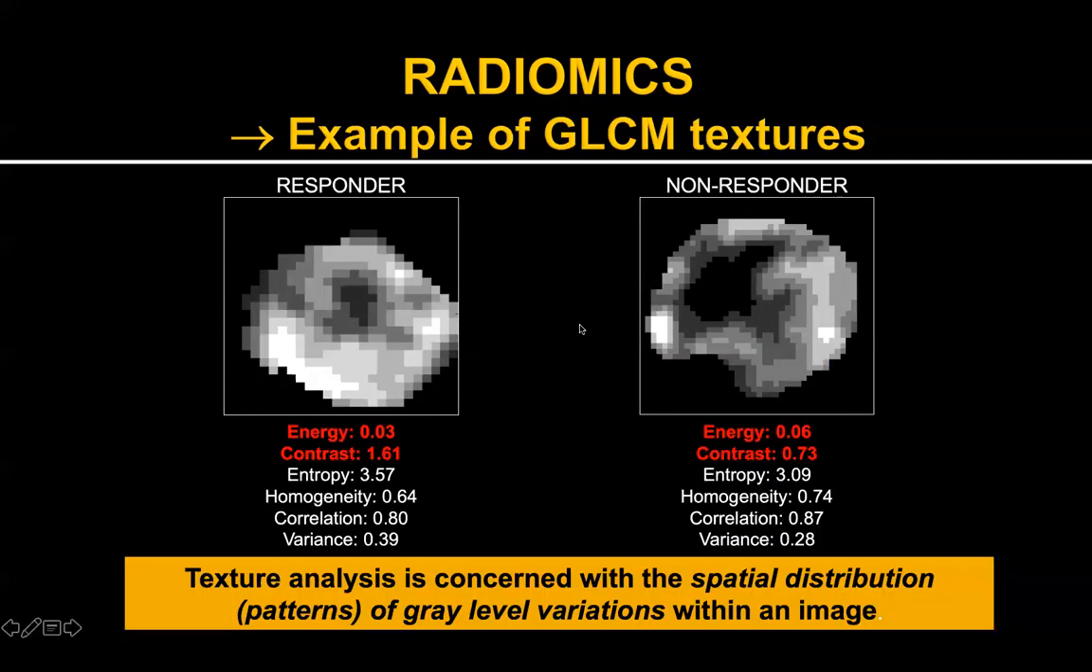As an example of features that can be extracted from radiomics analyses, one of the main goals is always to differentiate between responders, those patients that respond well to treatment, and those patients that do not respond well to treatment, basically giving a surrogate assessment of tumor aggressiveness here. We're trying to find the imaging features that best differentiate between these two classes of patients. One subtype of radiomics features that can be extracted comes from texture analysis, which is concerned with the spatial distribution, the spatial patterns of variations within an image.